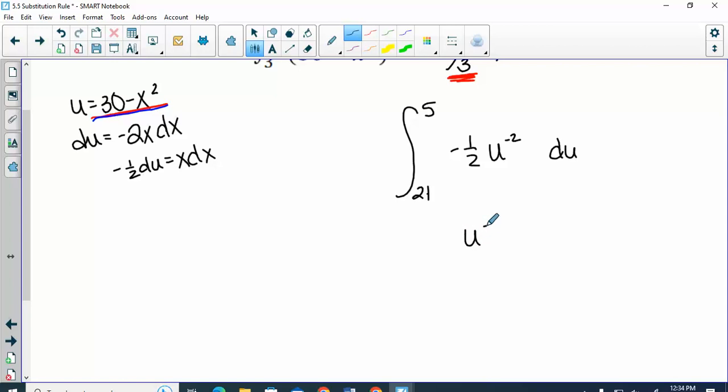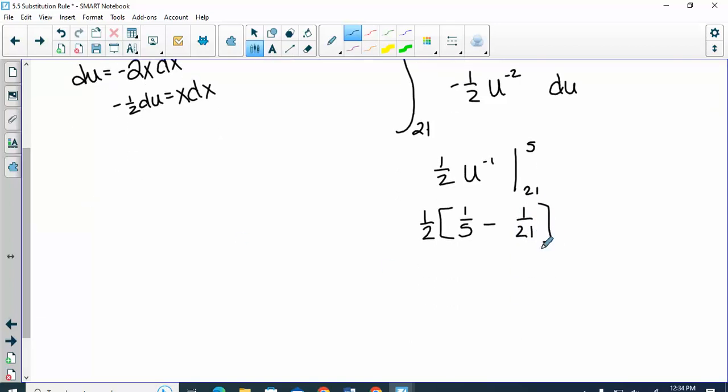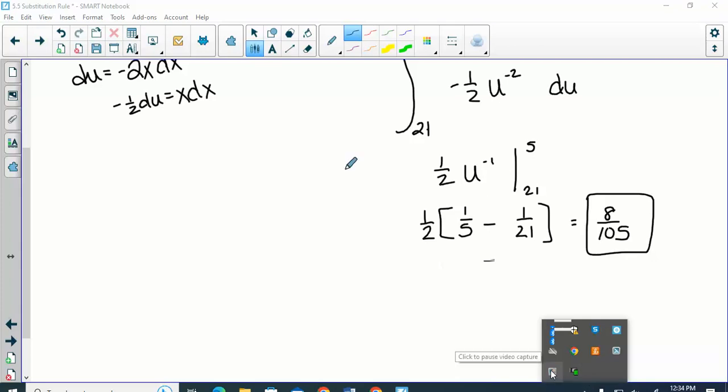So if you add 1 for the power, that's -1. So we need a -1 in front, so that's a +1/2 u to the -1. And pull that 1/2 out. So 5 to the -1 means 1/5 minus 21 to the -1, so 1/21. You guys should double check.